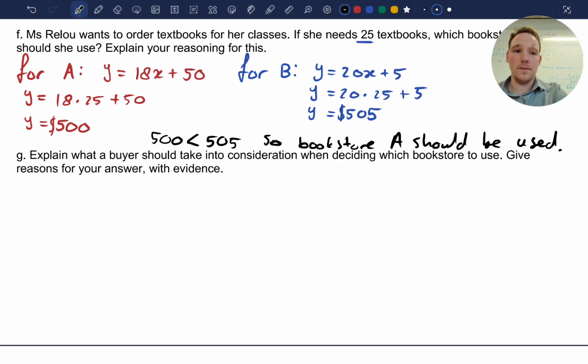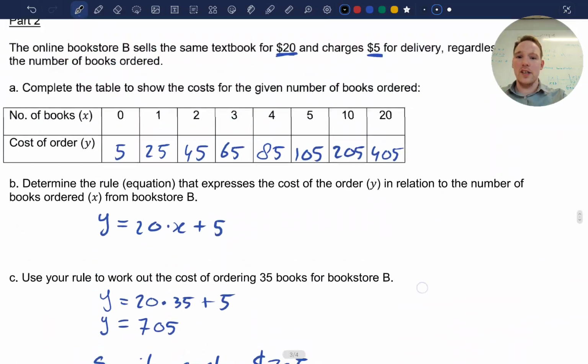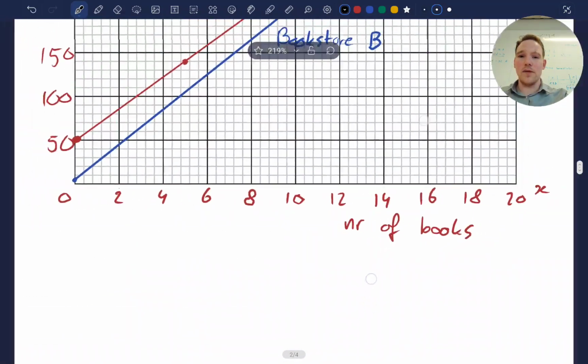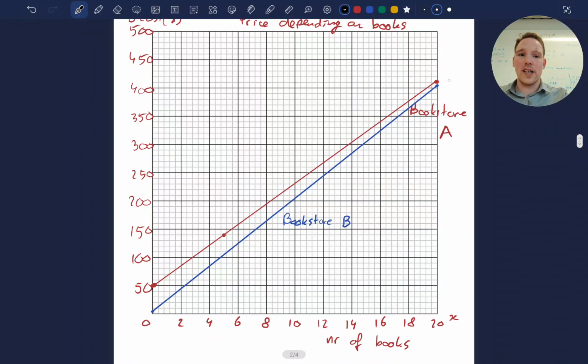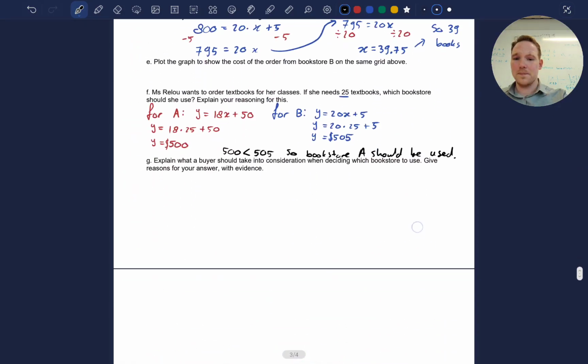So let's have a look at question G. How do you decide which bookstore to use? Well, we would like to know when they have the same cost amount. So if we were to extend both of the lines we saw earlier, you'll see that at some point they will intersect each other. I can continue these lines and we'll find a point where they're equal in cost. We're looking for that point right now.